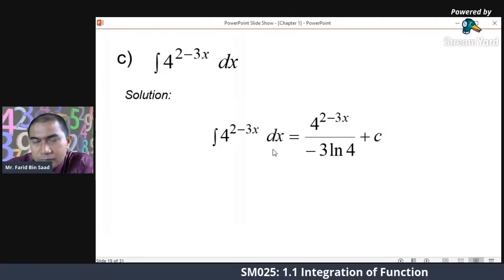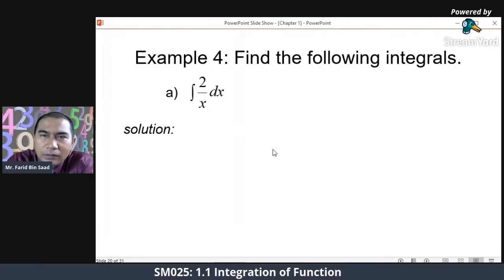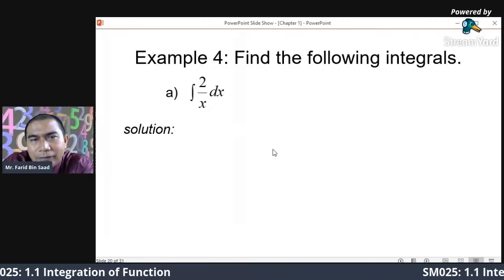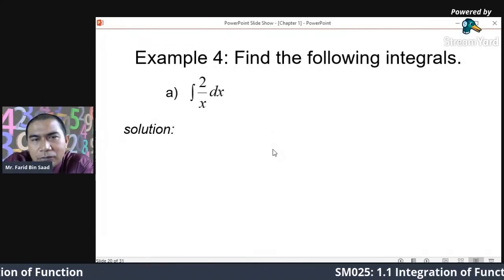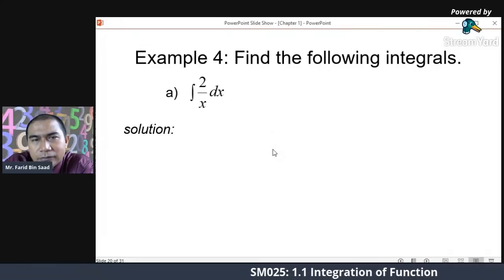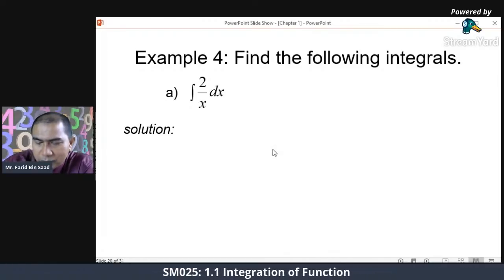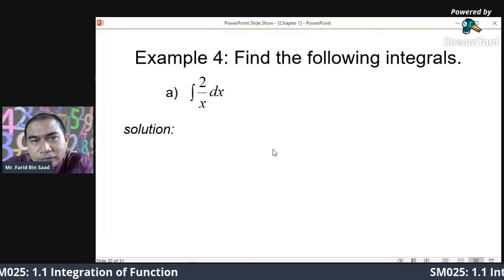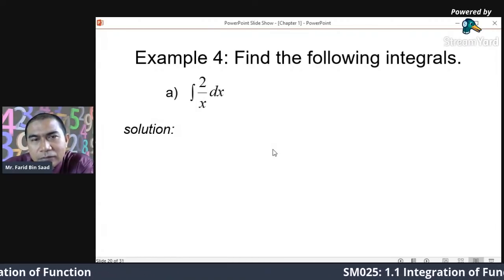Example 4. Find the following integrals. Integrate 2 over x dx. Integrate 2 over x dx. Okay. Maybe you can try it first. I'll let you try it first. What to do?